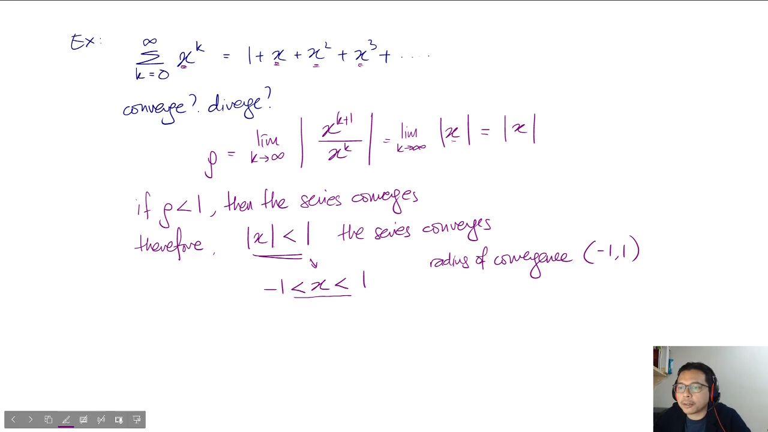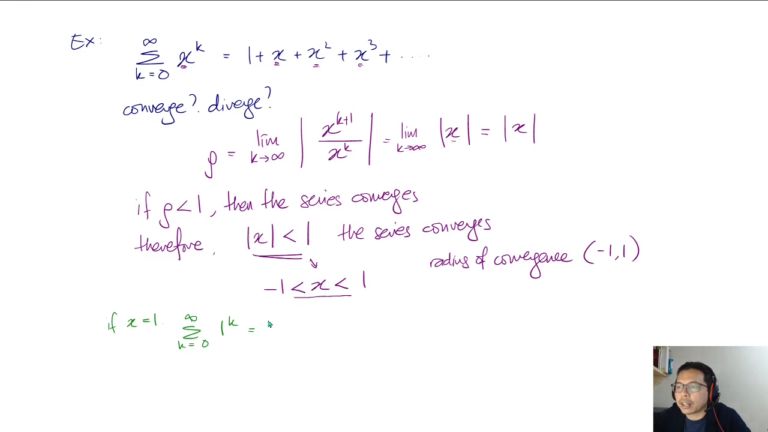I'm going to use a different color here, green. If, for example, x equals 1, because we want to check what will happen when x is actually equal to 1 or to -1, what we are going to have is something like this: the sum of x to the power k. Let me write down, instead of x, the number 1 to the power k.